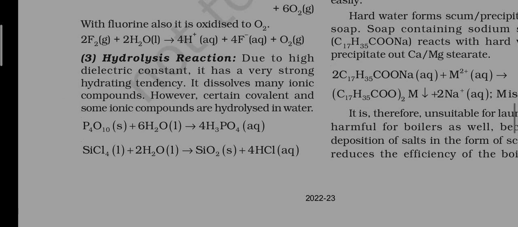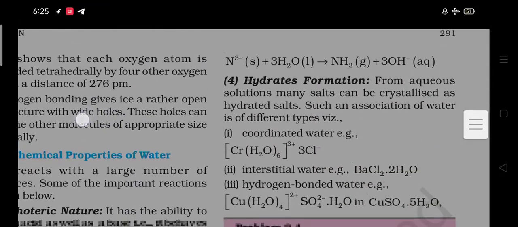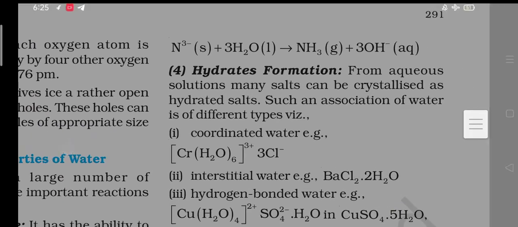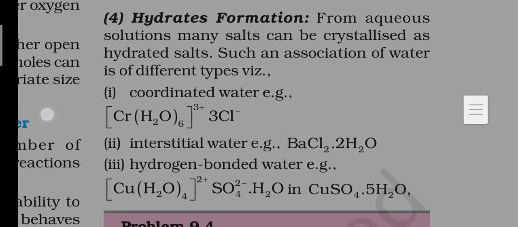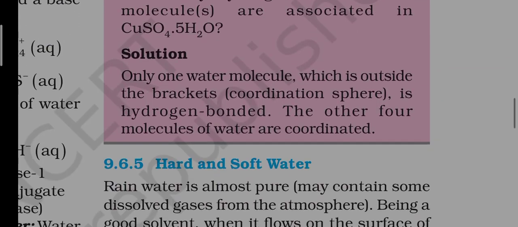Next reaction is hydrolysis reaction. Due to high dielectric constant, it has a very strong hydrating tendency. It dissolves many ionic compounds. However, certain covalent and some ionic compounds are hydrolyzed in water. Next reaction is hydrates formation. From aqueous solutions, many salts can be crystallized as hydrated salts. Such an association of water is of different types, that is of coordinated water, interstitial water, hydrogen bonded water, etc.